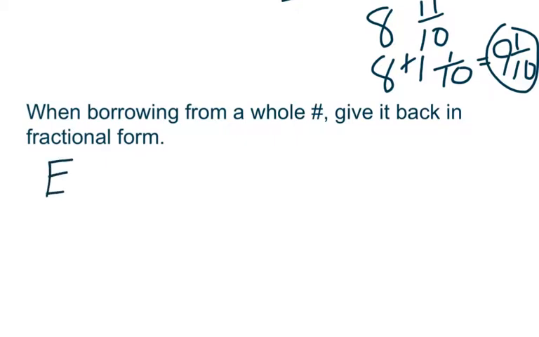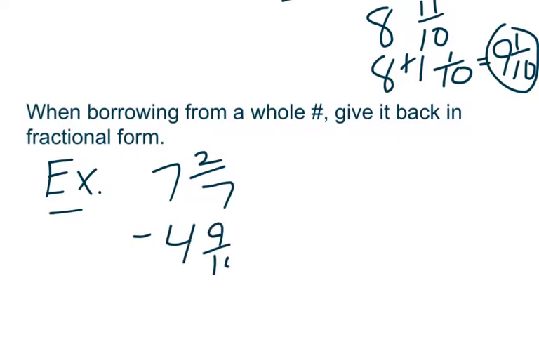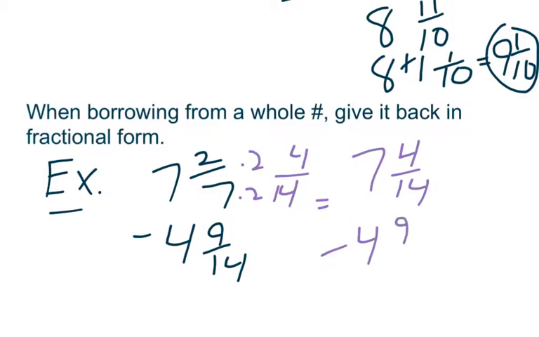And here's what I mean. If we had 7 2/7 minus 4 9/14, well, number one, we need to get a common denominator. So 7 and 14, it looks like 14 is going to be the winner. So if I double the 7 and double the 2, that gives me 4/14. So I really have 7 and 4/14. Subtract 4 and 9/14, and you cannot take 9 from 4, so you need to borrow from the 7.